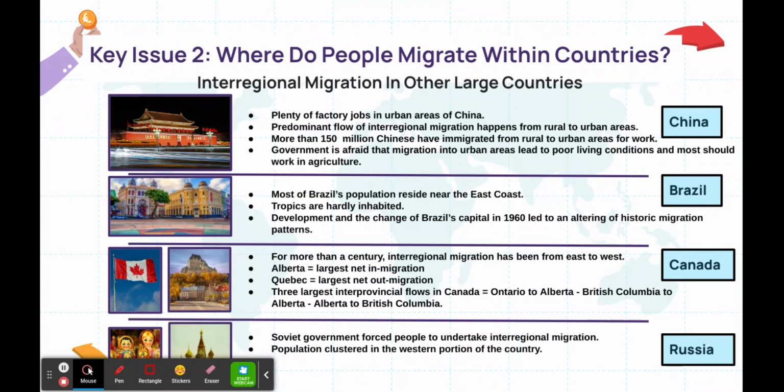Last on this slide is interregional migration in Russia, where the Soviet government forced a lot of people to undertake interregional migration because the population was highly clustered in the Western or European portion of the country. To open up the very sparsely inhabited Asian portion of Russia, Soviet policy encouraged a lot of factory construction near raw materials rather than near existing population concentrations. They also wanted to build up an adequate labor force, so the Soviet government had to force people.